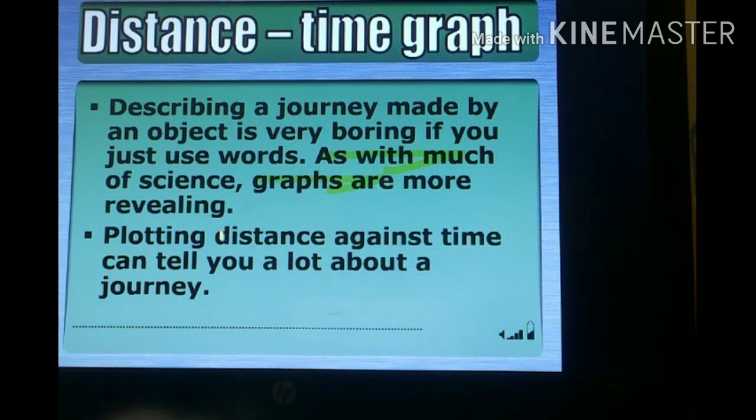So first of all, we will be plotting a distance against time graph. What will it tell us about the journey? Let us proceed.